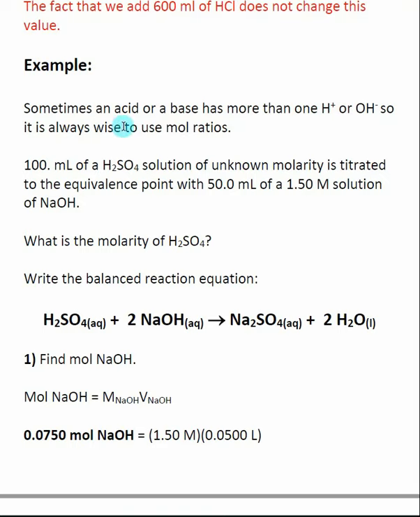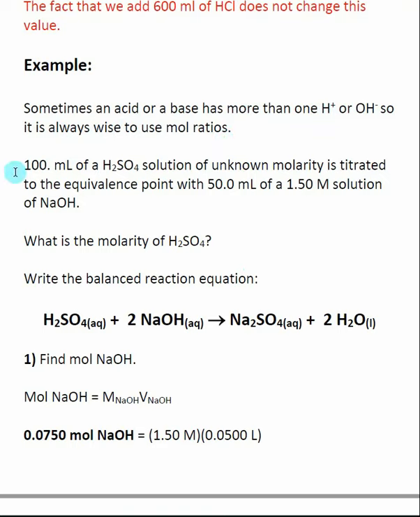And this comes from the idea that some acids have more than one H plus that they can give up during a neutralization reaction, and some bases have more than one OH minus that they can give up during a neutralization reaction. So we always want to take a step and look at the reaction that's going on in our titration and use mole ratios during these calculations.